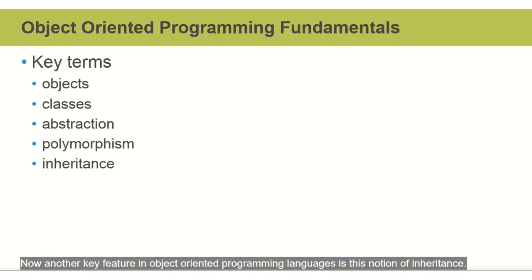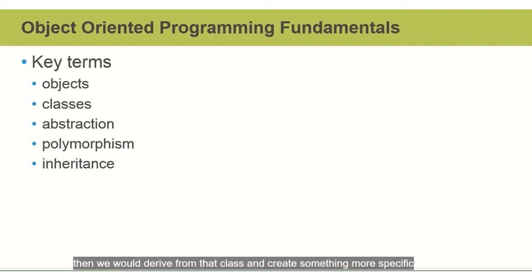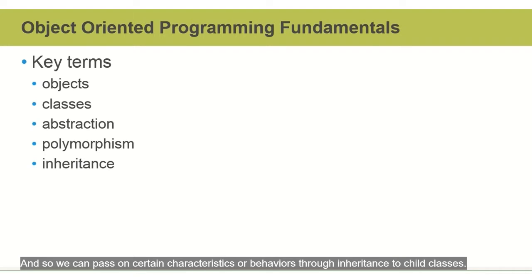Now, another key feature in object-oriented programming languages is this notion of inheritance. Now, we talked a bit about abstract classes. Well, if we were to create an abstract class, say, to represent a plant, then we would derive from that class and create something more specific or more suited to our purposes, like a class to represent a tree. And we would say that the tree is derived from or inherits from its parent class, which in this case would be the plant. And so we can pass on certain characteristics or behaviors through inheritance to child classes.